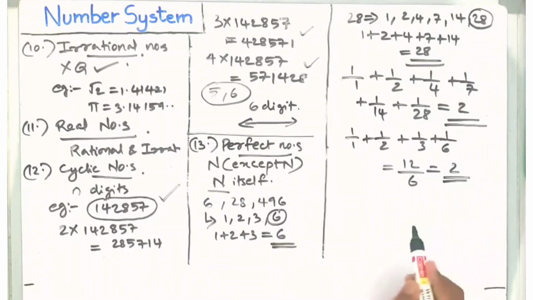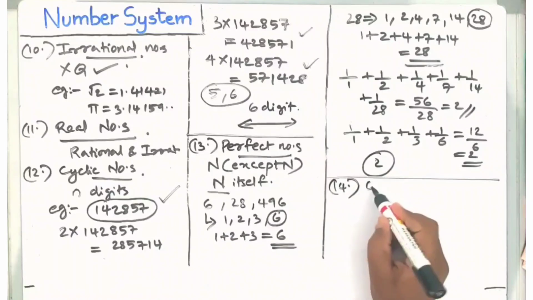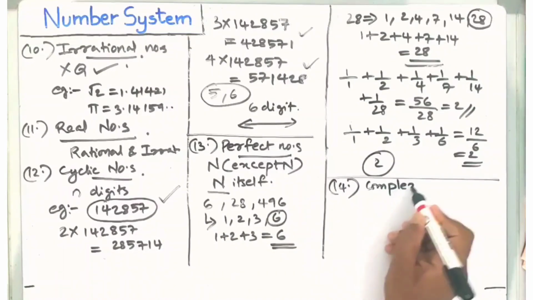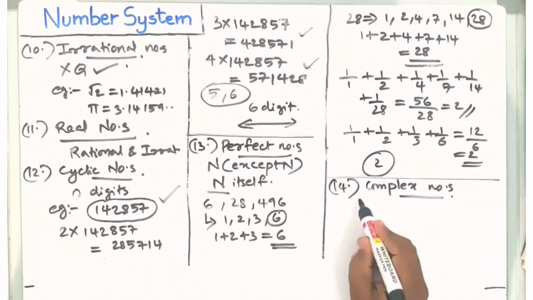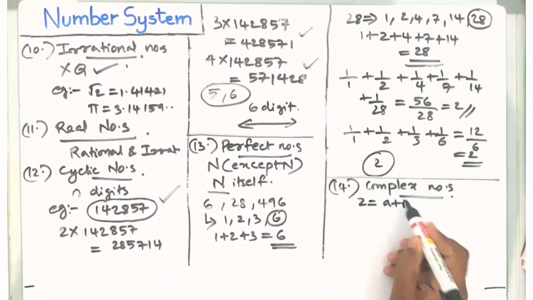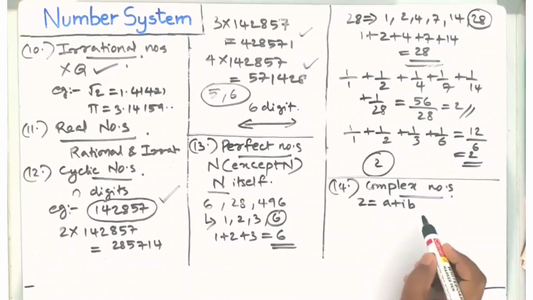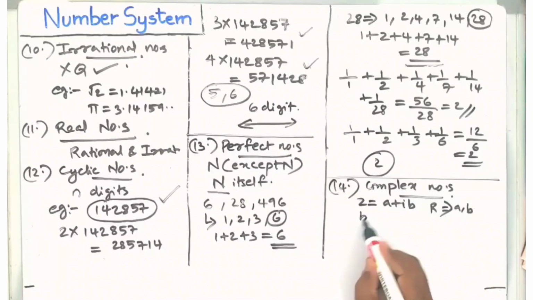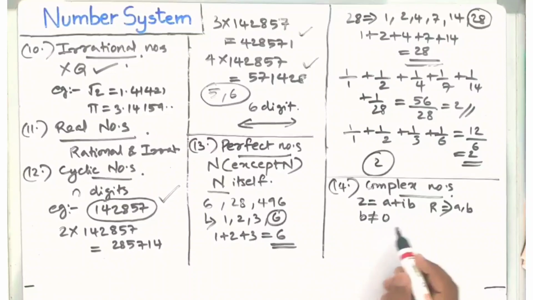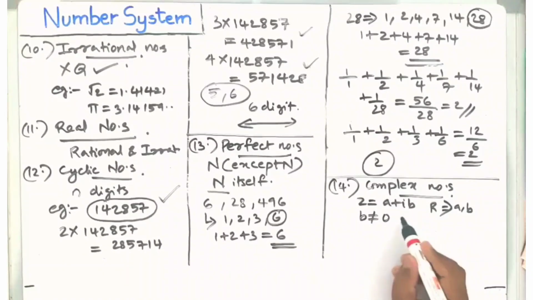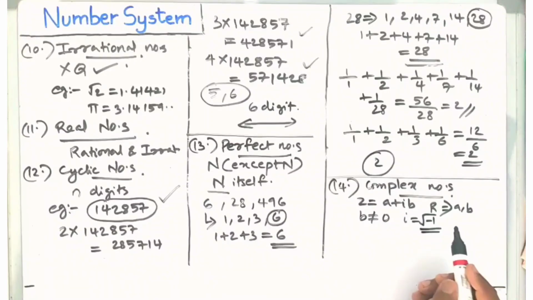That means 2. Another kind of numbers are complex numbers. So complex numbers are numbers which are in the form z is equal to a plus ib, where a and b are real numbers and b cannot be equal to 0. What is this i? i is the imaginary number which is equal to root of minus 1.